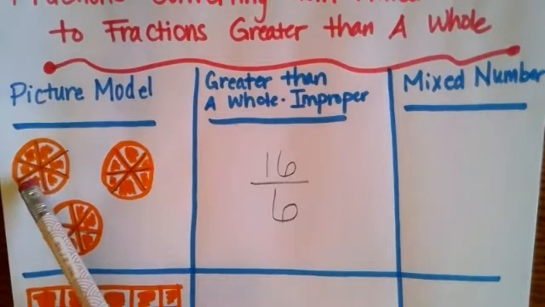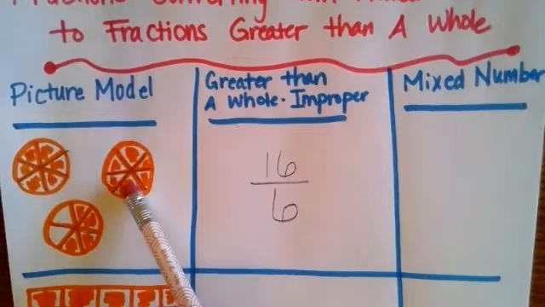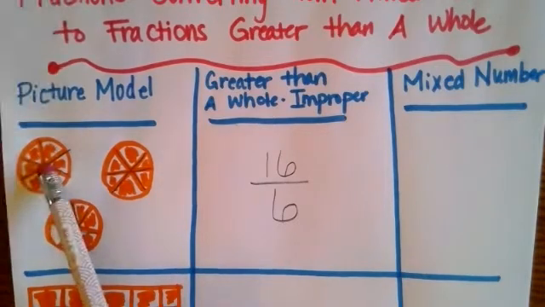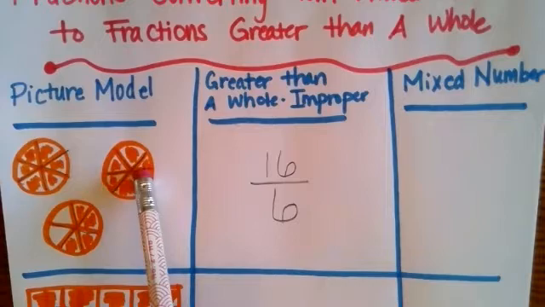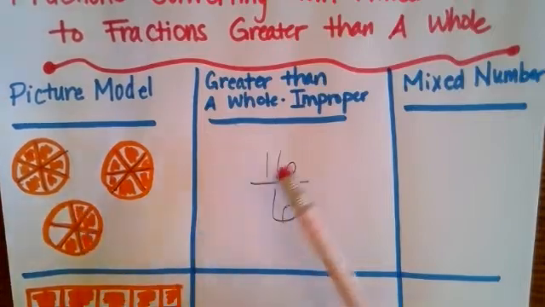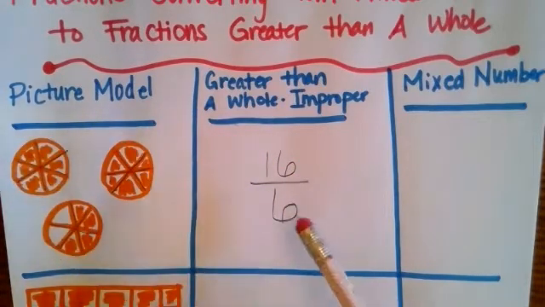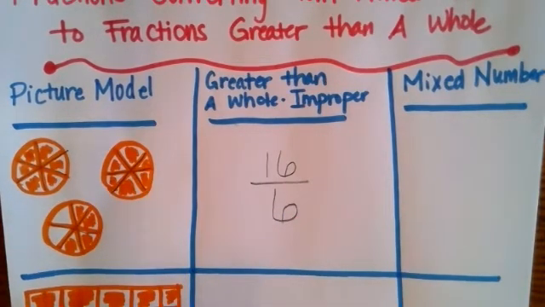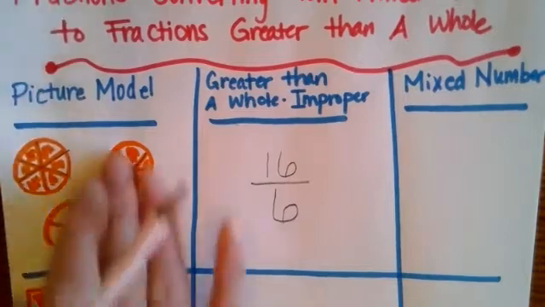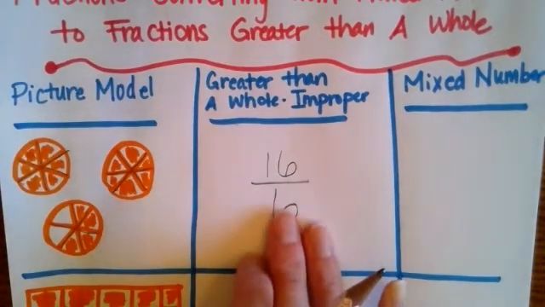I want to make sure I counted right, so I'm going to check. 1, 2, 3, 4, 5, 6, 7, 8, 9, 10, 11, 12. So that was 6 times 2, right? I had 6 and 6. 6 times 2 is 12, plus 13, 14, 15, 16. That is where I got my numerator. How many units were in the whole? To figure out my denominator, I looked at how many is in just one of those wholes, and it was 6. Now, this picture model is exactly the same as this fraction greater than a whole. Equal.